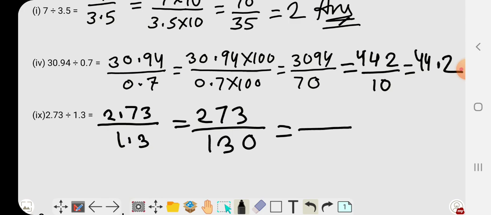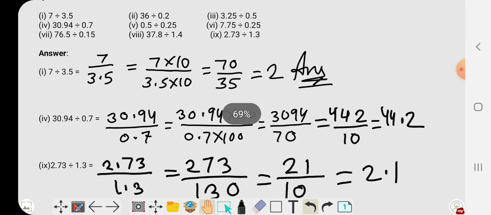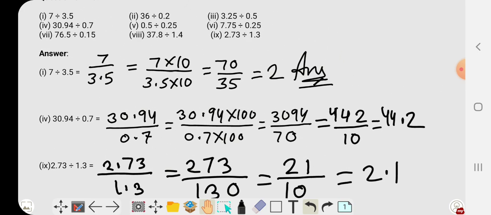is the numerator divisible by 13 or not? Yes, 13 twos are 26. Now in 27, 1 remains, it will become 13. 13 ones are 13. If you don't understand like this, you can divide 273 by 13, then you will get 21 as the quotient, and here 10, it will be 2.1. These are the parts that I have done for you, and the remaining, as always, you will do by yourselves.